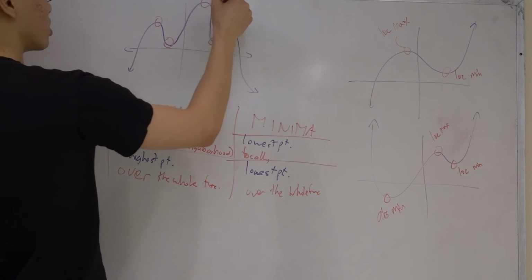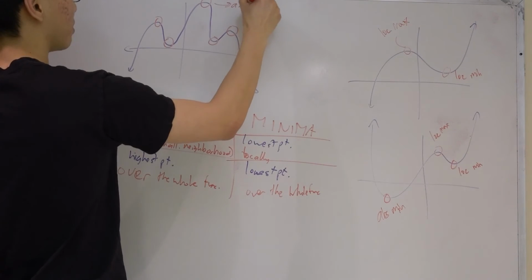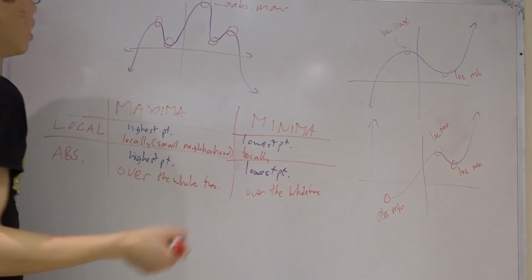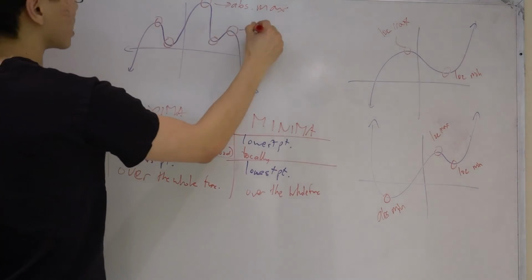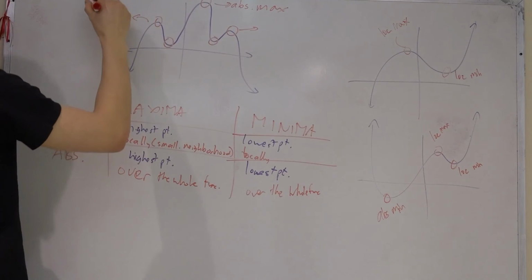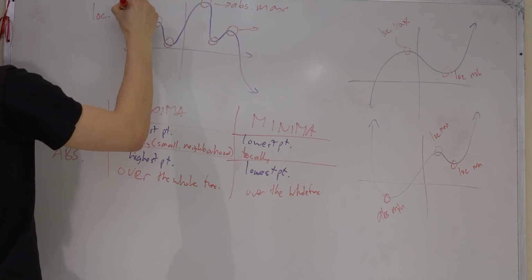There is an absolute max though, it's right here. So we'll call this absolute max. And of course, here are 2 other maxima, but because they are not the absolute max, they have to be the local max.